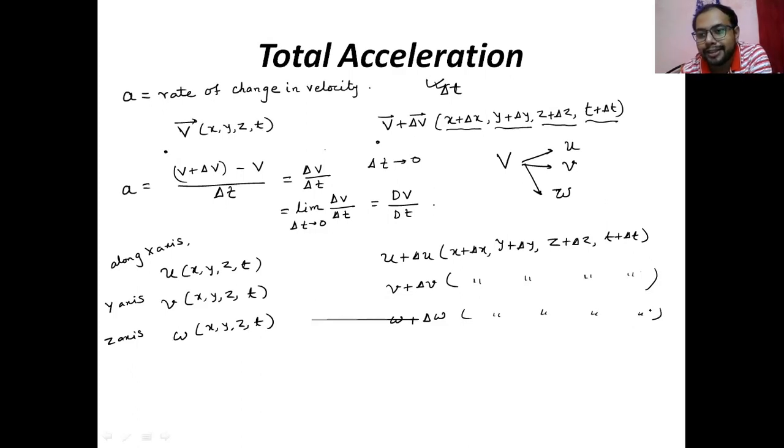Now we are going to analyze this one by one. Along the x-axis, what is the acceleration? Along the y-axis, what is the acceleration? Along the x-axis, acceleration is ax. Along the y-axis, acceleration is ay. Along the z-axis, acceleration is az. So ax is the acceleration along the x-axis, ay is the acceleration along the y-axis, and along the z-axis it is az. That is the total acceleration.